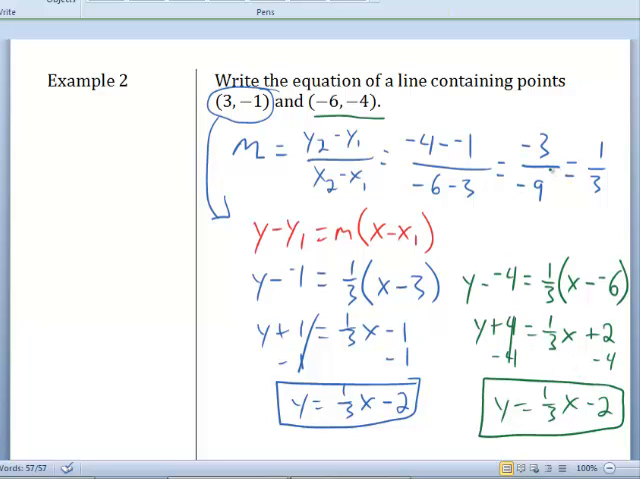Again, the purpose of doing this in point-slope form is to eventually go to parallel and perpendicular lines. It's the direction we're going towards, but we first need to understand what point-slope form is. Make sure you get this.